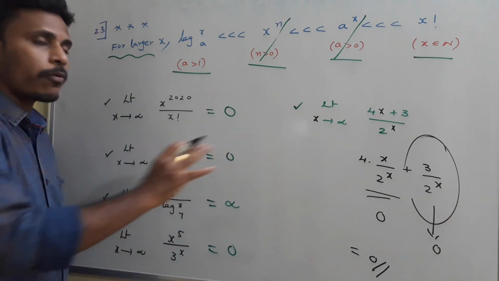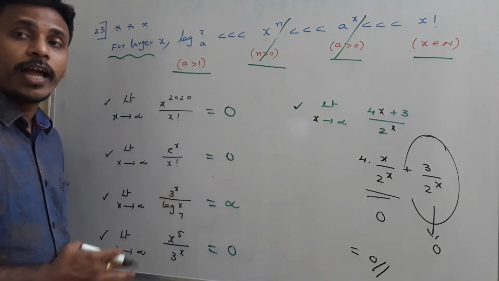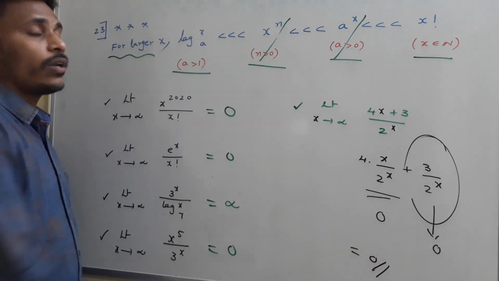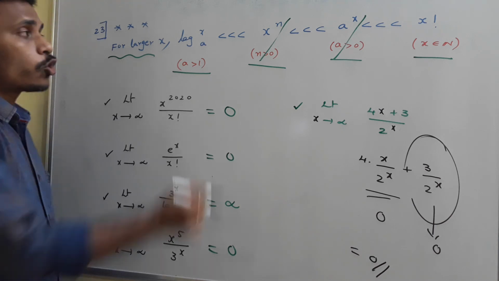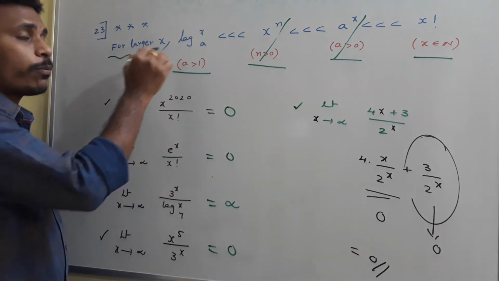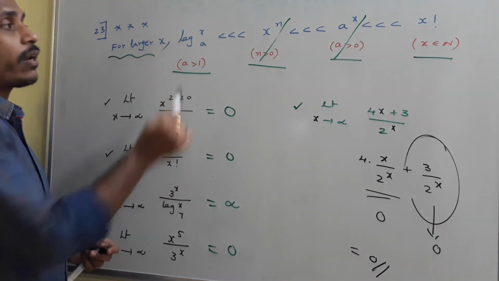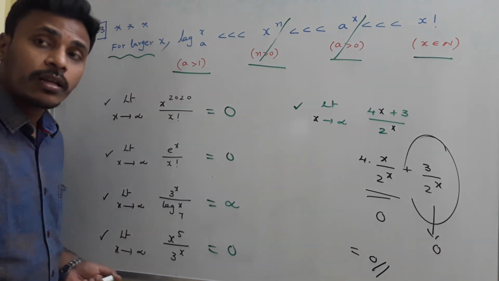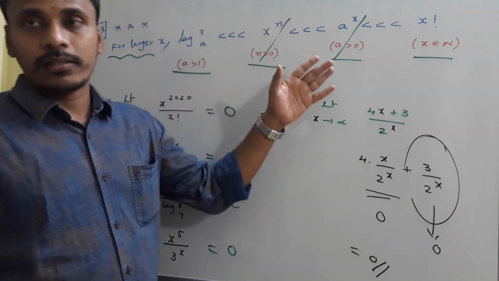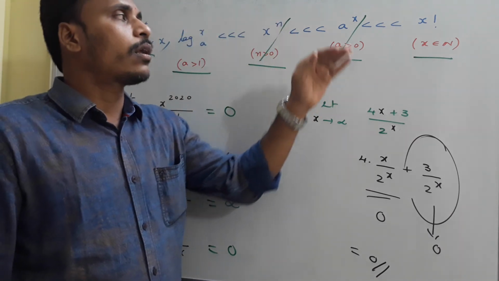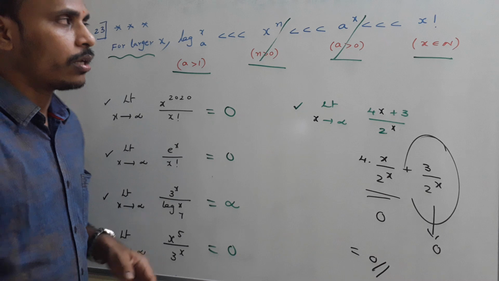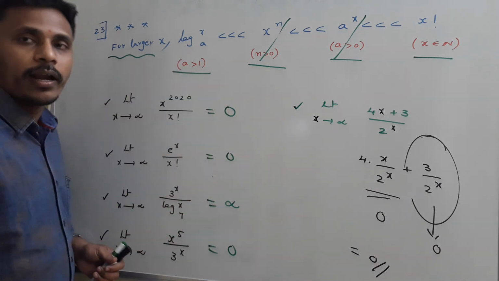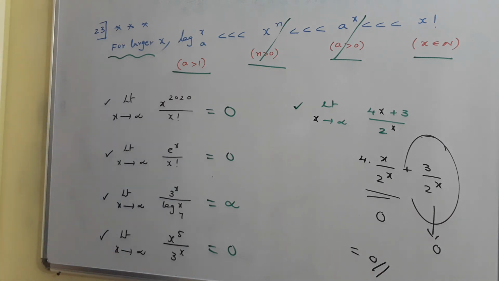Just to decide the limit value, whether it is 0 or infinity, this comparison between different functions is very helpful. So try to memorize it. Log x to the base a is very small when compared with x power n. And that x power n is again very small when compared with a power x. a power x is again smaller when compared with x factorial. This comparison directly gives you answers like 0 and infinity. Okay, have a look.